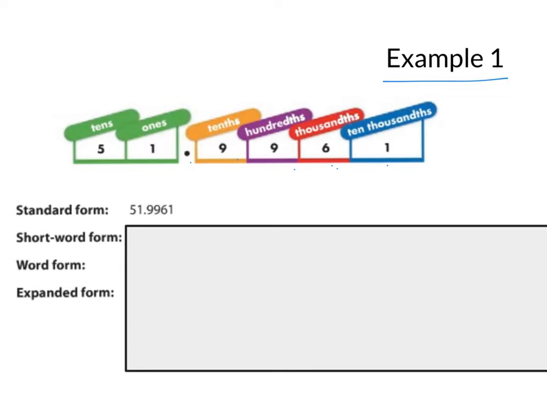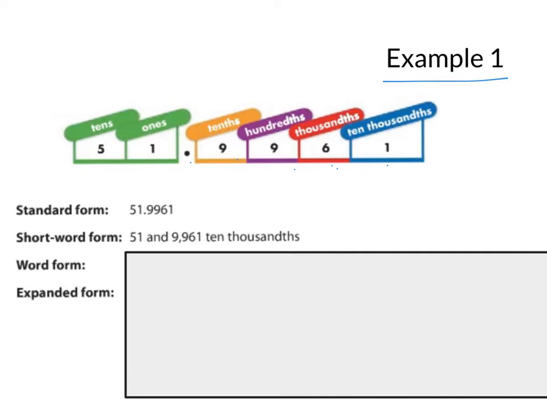How would I write that in short word form? Short word, remember, means that you don't write out the number, you just write the digits, and then you get the easy way of just writing the digits instead of writing those out. So that'll be 51 and 9,961. Oh, and I see it ends on this, so 10,000, so that makes sense. Let's go on to the next one.